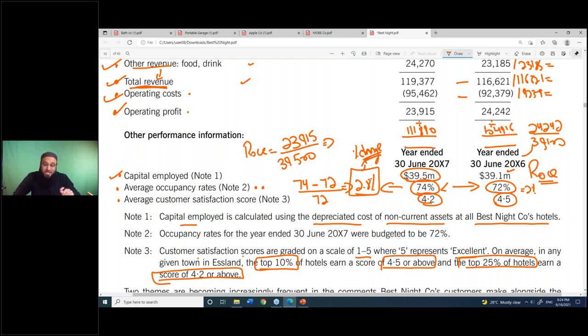Now, this is a relative measure. The examiner says you work out these things for percentages. For anything that is given in percentage, you work out a percentage change for that. And this gives you the idea that the occupancy has increased by 2.8%. This is what is important. So work out things like these for percentages. It gives you marks in the paper.